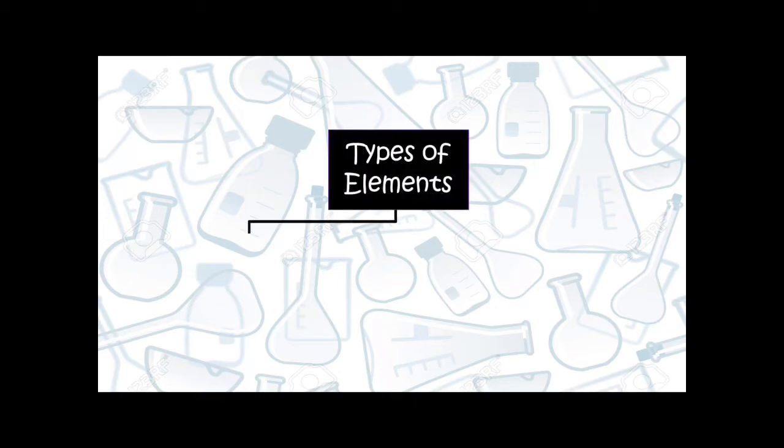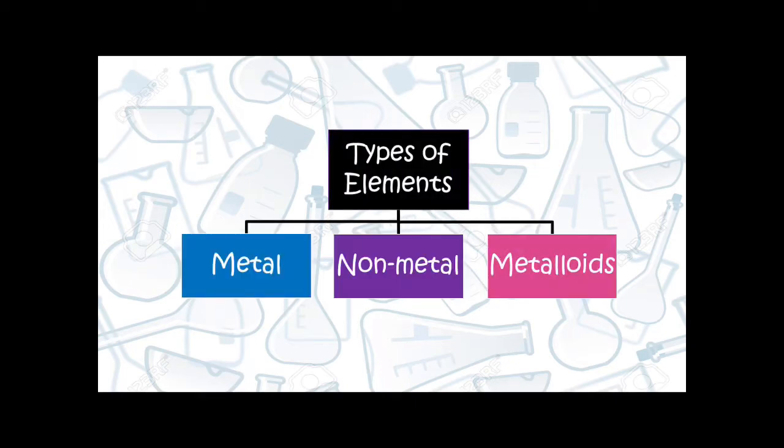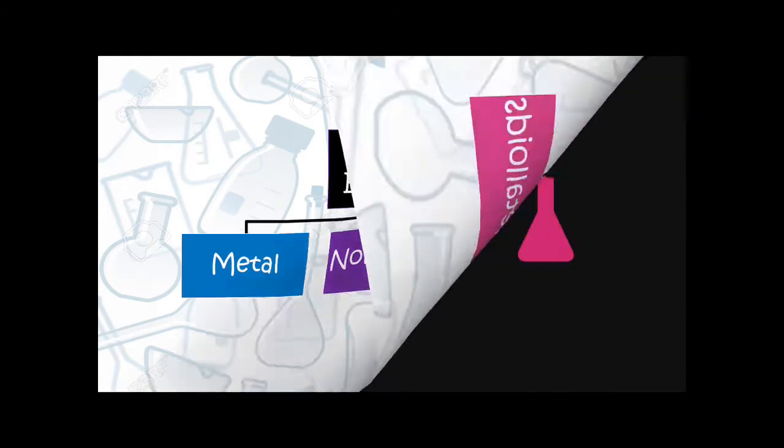There are three types of elements such as metals, non-metals, and metalloids. Metalloids can be defined as elements with properties intermediate between metals and non-metals.